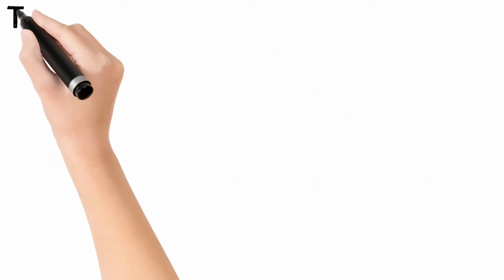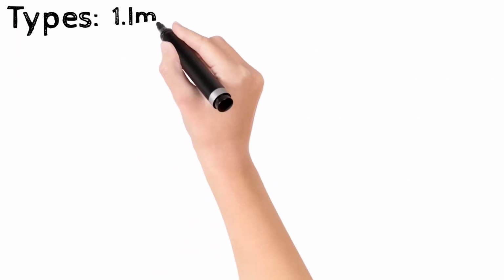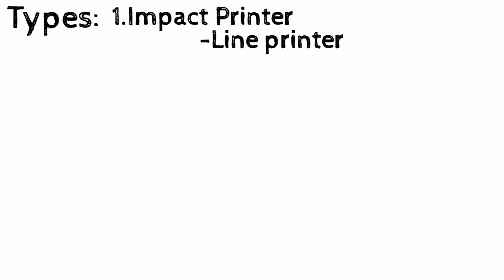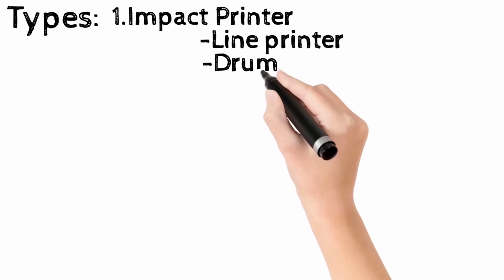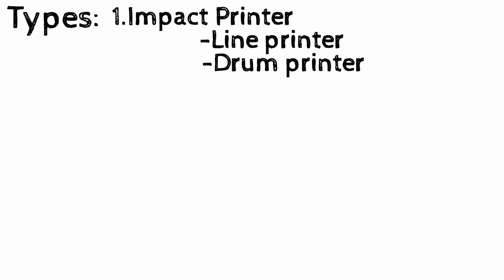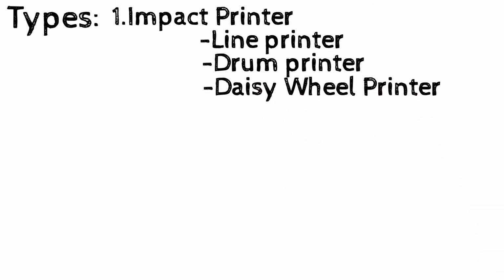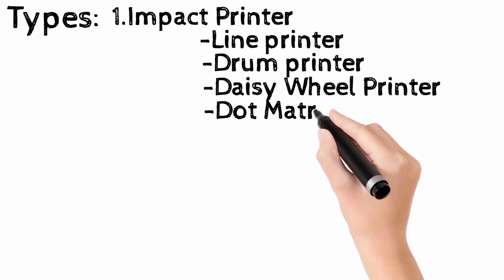Printers can be classified into two broad categories. First one is impact printers. These impact printers rely on a forcible impact to transfer ink to the print media, similar to the action of a typewriter. There is a mechanical contact between the paper and the print head. Some of the impact printers are line printer, drum printer, daisy wheel printer, and dot matrix printer.